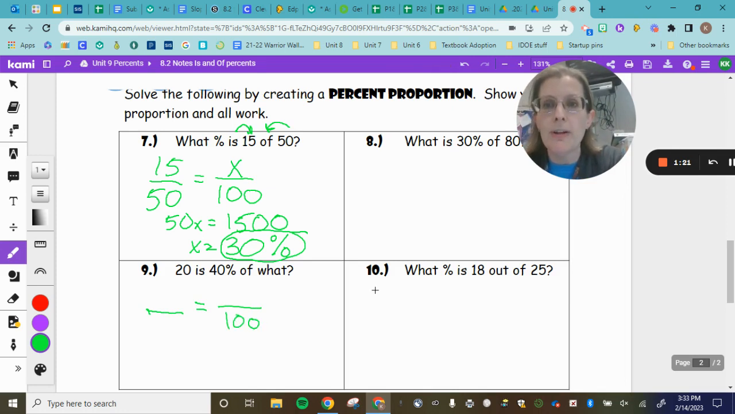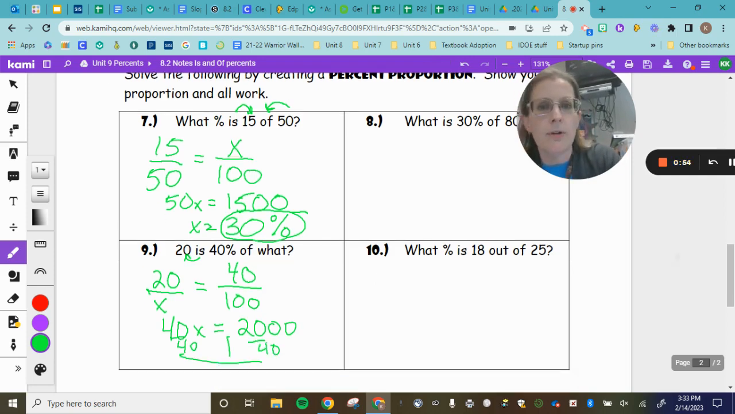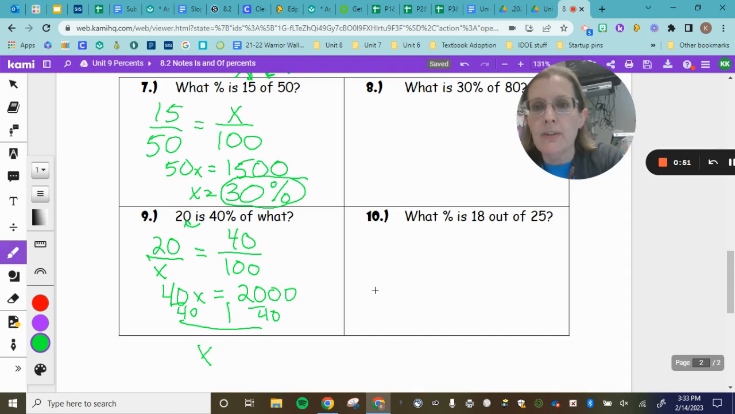20 is 40% of what? So my percent is 40 because it's what has the percent sign. And of what? That's what we're looking for. So my of is my variable, and is 20, the 20 goes in the is spot. Now I cross multiply. I will get 40x equals 2,000. And then I will divide both sides by 40. And I will get x equals 2,000 divided by 40 is 50.